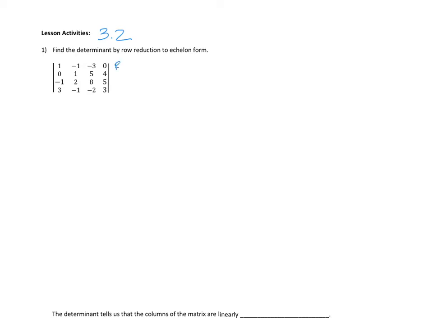Row 3 is going to become row 3 plus row 1. That'll knock out the -1 in row 3, column 1. And then row 4 is going to become row 4 plus -3 times row 1. Both of those row operations do not change the value of the determinant. So I can write equals the determinant of the new matrix.